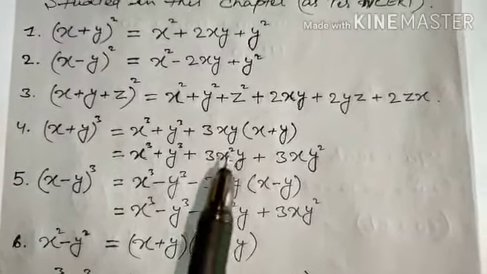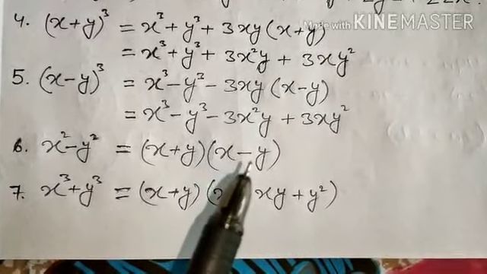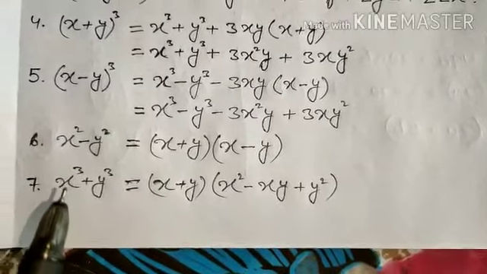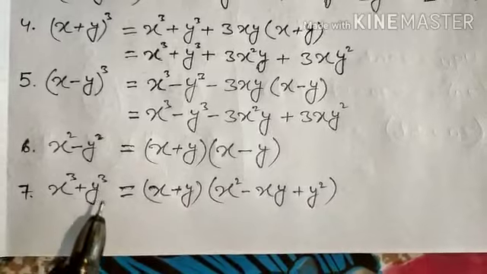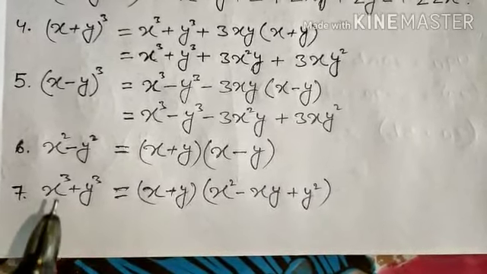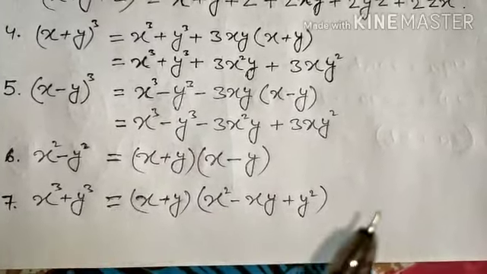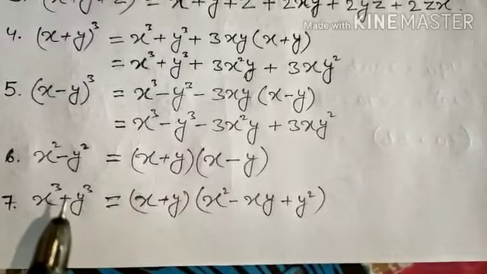Now moving on to another: x square minus y square, the difference of two square numbers. So (x + y) into (x - y). These things you have studied in class 8 also. x cube plus y cube, the sum of the cubes of two numbers: first write (x + y), then x square minus xy plus y square. We will see how we get this formula also, with these identities.